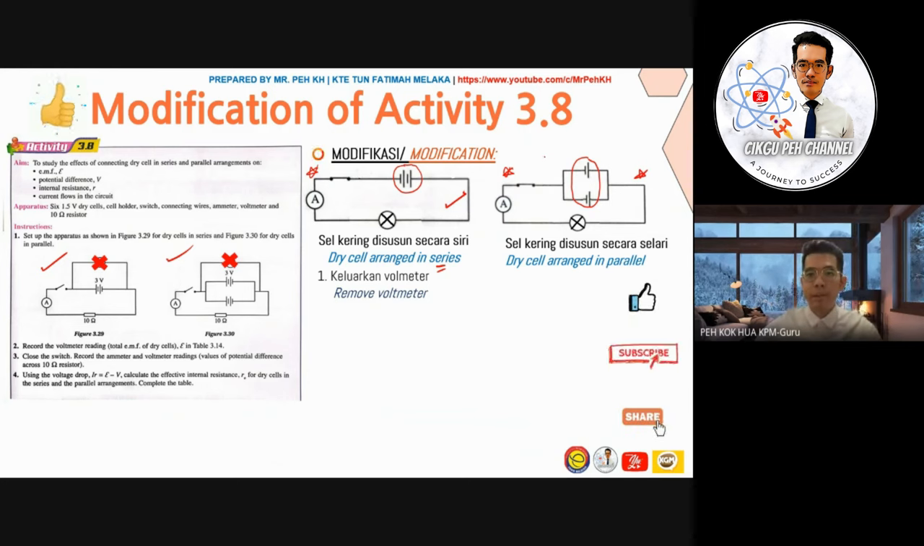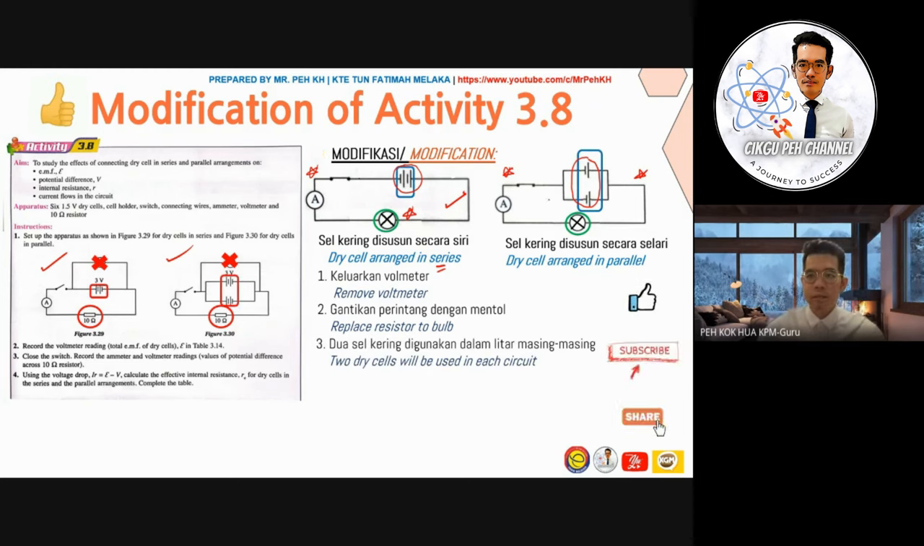in our experiment here. So you can see there is just the ammeter for measuring the current. Second, I replace the resistance with a bulb for each of the circuits. Then the last, I change the number of dry cells to 2 for each circuit here.